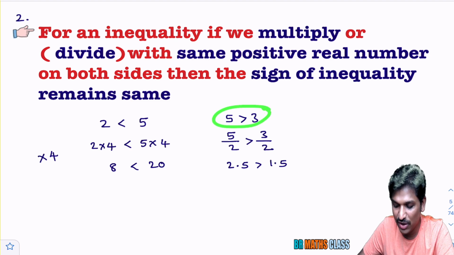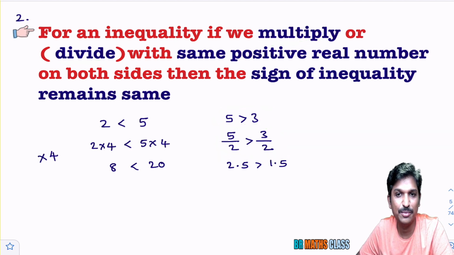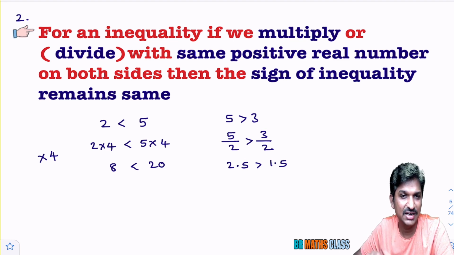You take one inequality. For that inequality, if you multiply or divide with the same positive real number on both sides, then the sign of inequality remains the same. In rule number 1 also, the sign of inequality remains the same. In rule number 3, it changes.